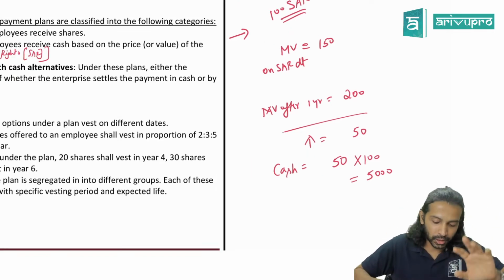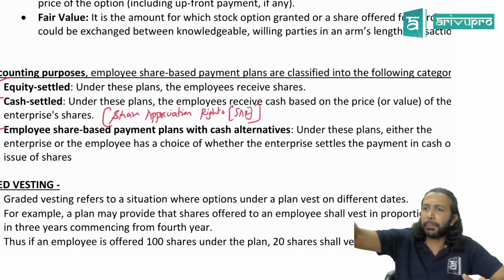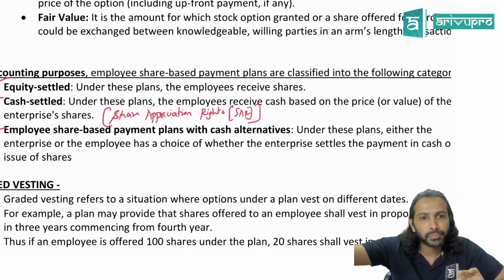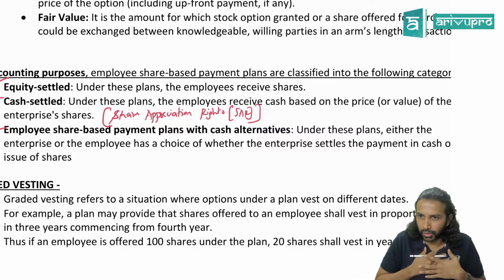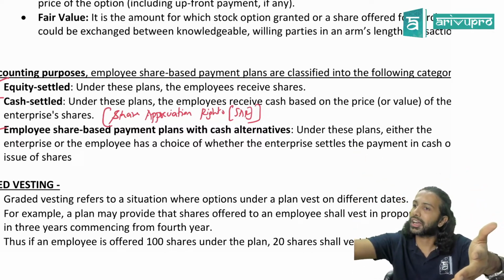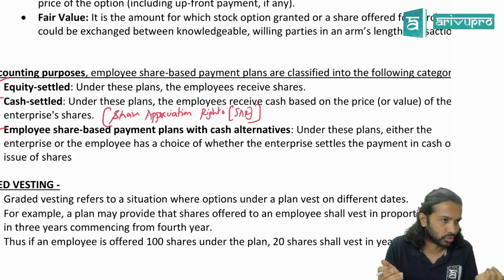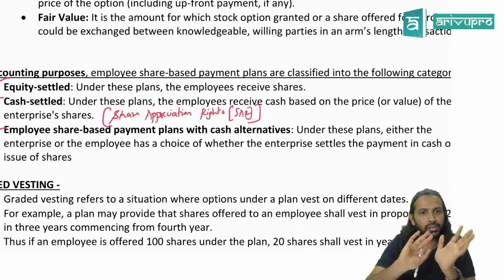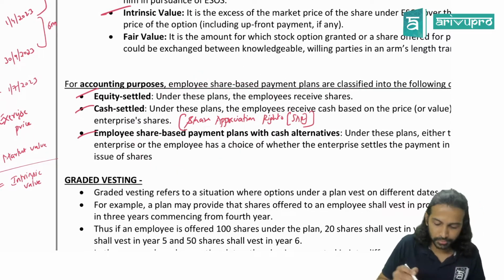Third one is equity settled plan with cash alternative. This is like telling the employees, if you want equity shares, take; if you want cash, take. Whatever he wants, he will choose. Or the company itself can decide: if I want, I will give you shares, or if I want, I will give you cash. Whichever option the company or shareholders choose. Hence the name, equity settled plan with cash alternative. That is your third type of plan.